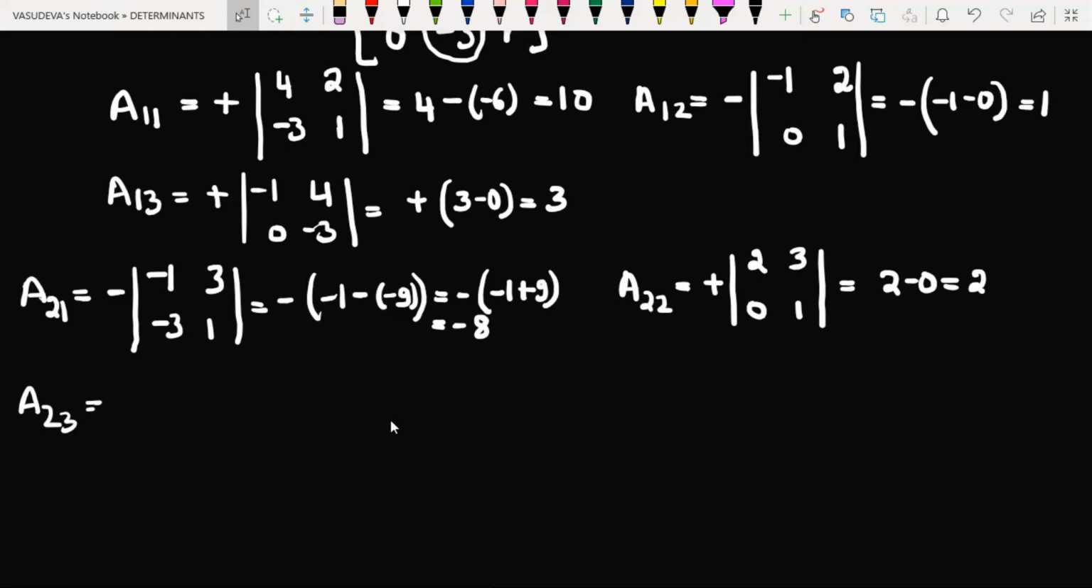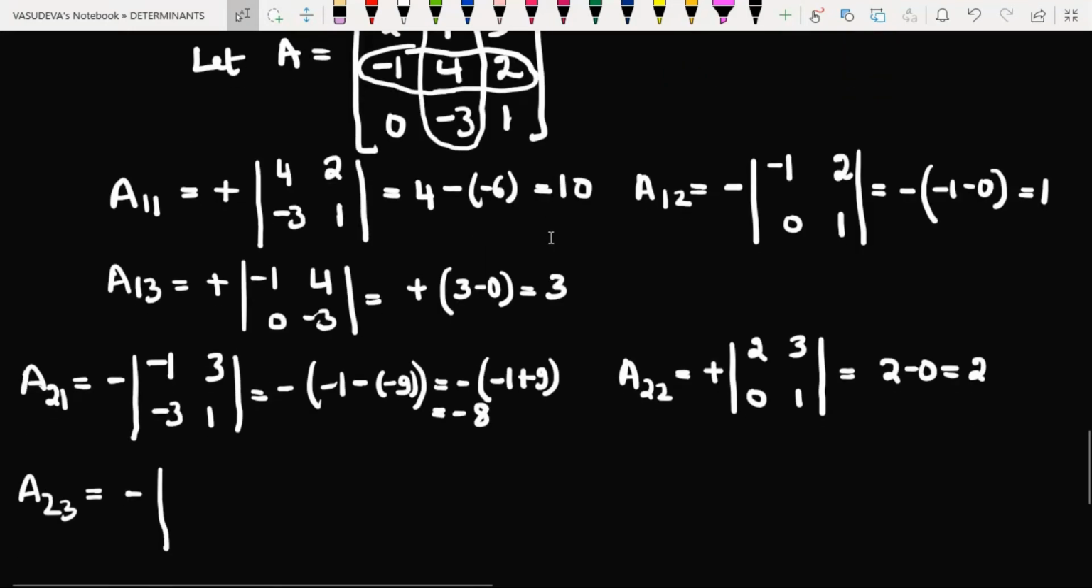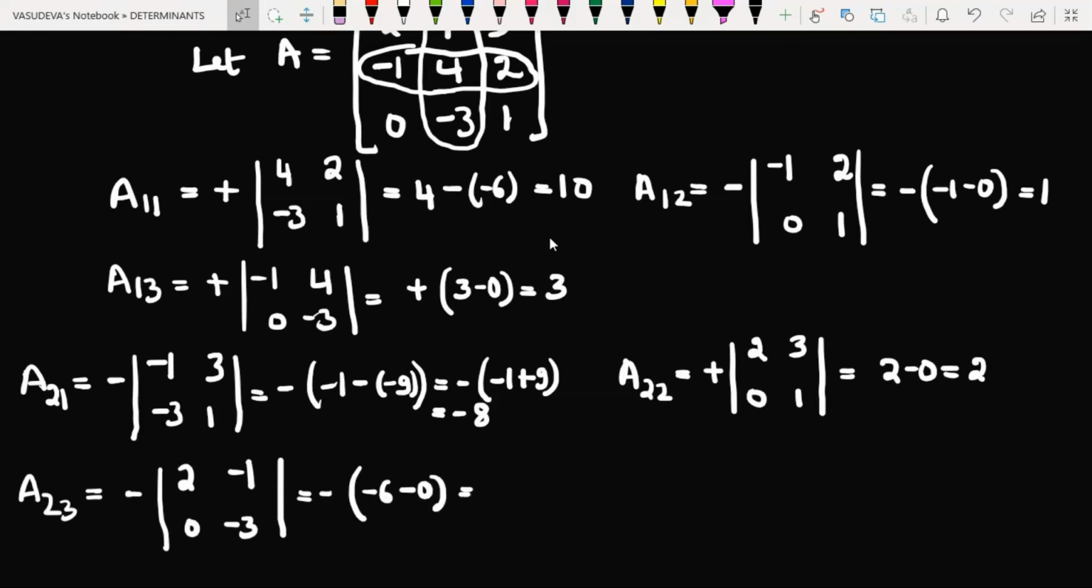Then A23, 2 plus 3 is an odd number, therefore it is minus the determinant of, leaving the elements of the second row and the third column, we have the remaining elements 2 -1, 0 -3. So this is minus of (2 into -3 minus 0), it is minus of -6, which is plus 6. Then A23 is over. The cofactors of the second row are over.